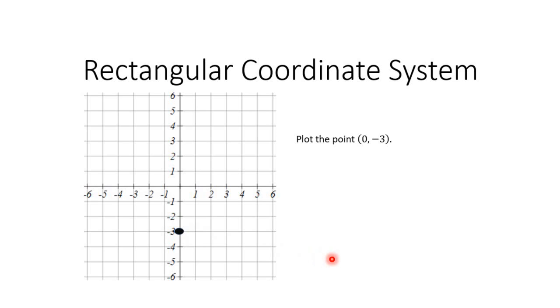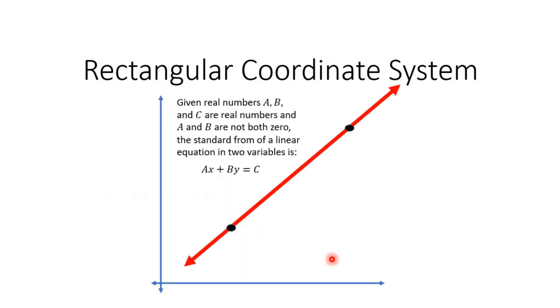Let's talk about equations of lines in the rectangular coordinate system. Given real numbers a, b, and c, where a and b are not both 0, the standard form of a linear equation in two variables is ax + by = c. So let's take a look at a linear equation and an ordered pair.